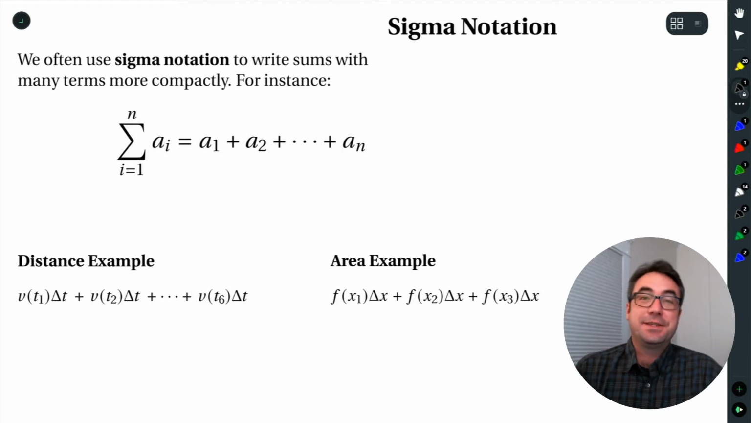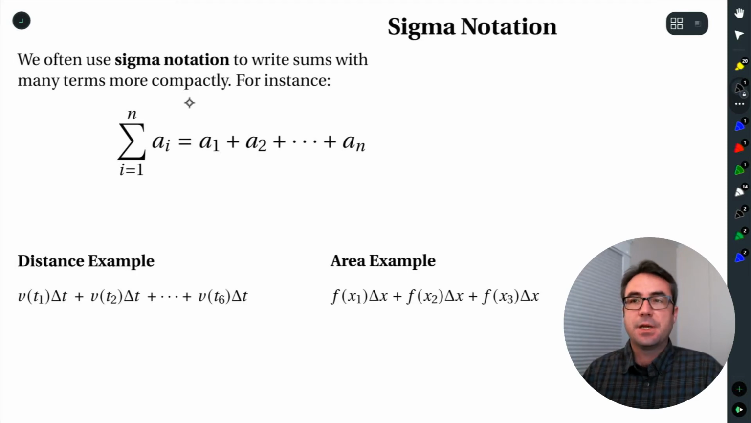All right, so far we've looked at the distance problem, we've looked at the area problem, and we've seen that to estimate distance traveled, or total area under the curve, involves adding up a whole bunch of terms. And so we want a notation that simplifies these equations a little bit to clean them up. The notation that we commonly use when we have the sum of a whole bunch of terms is called sigma notation.